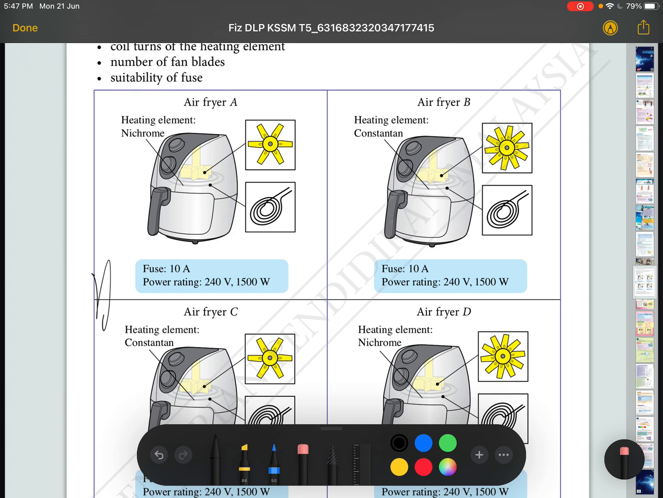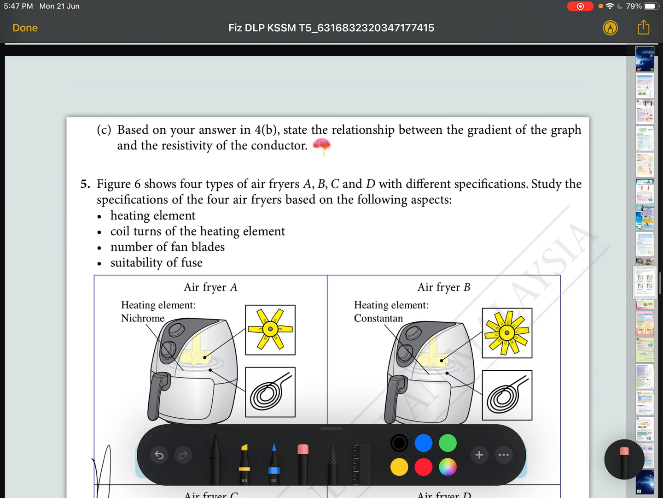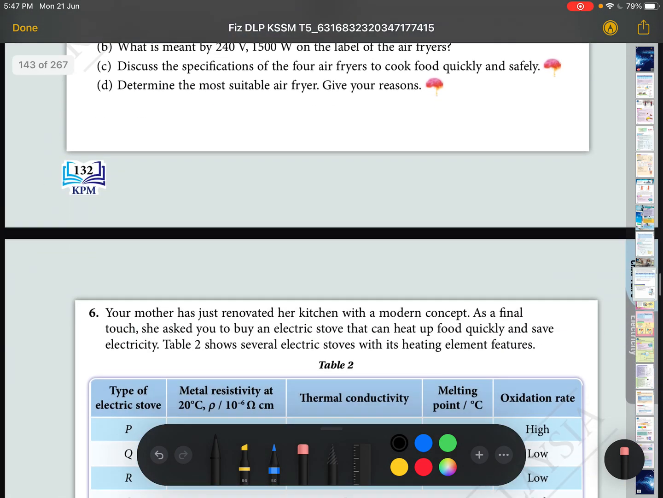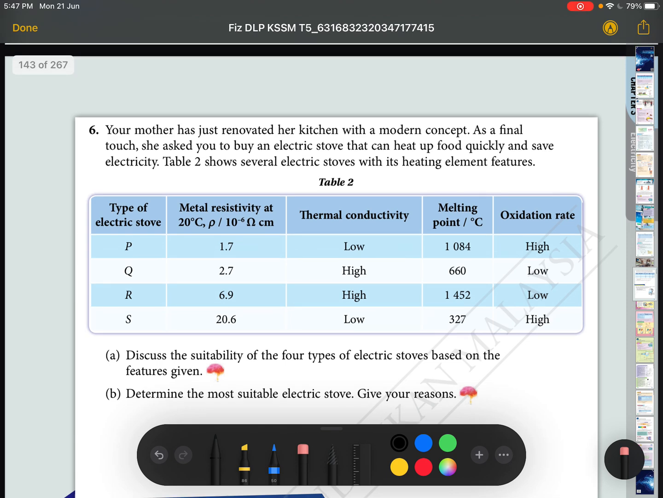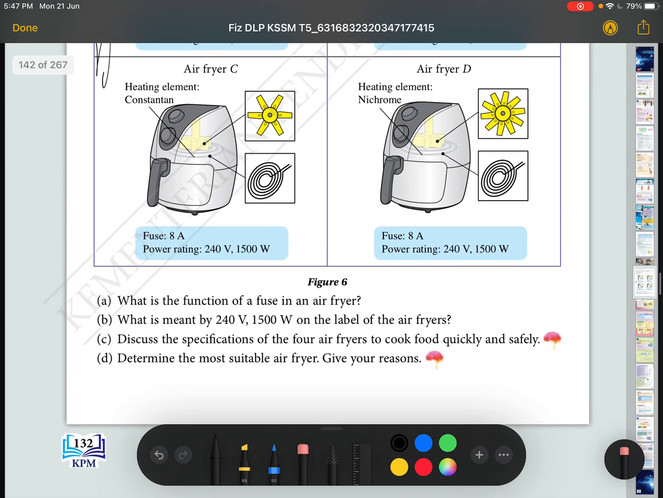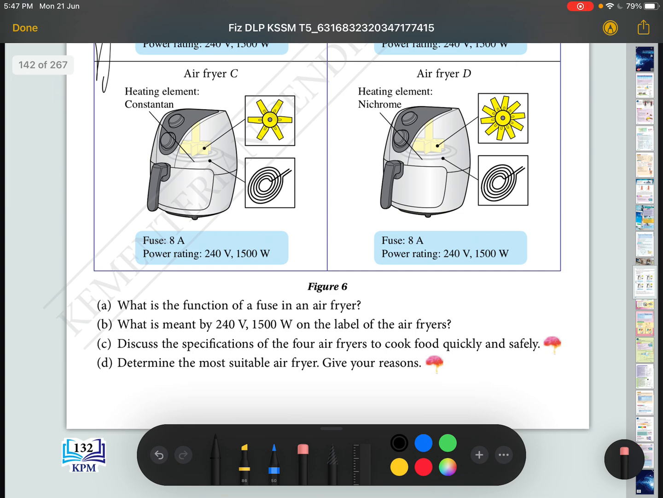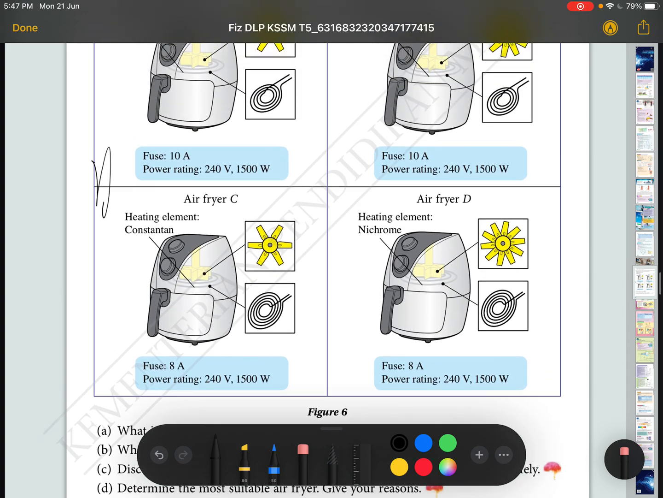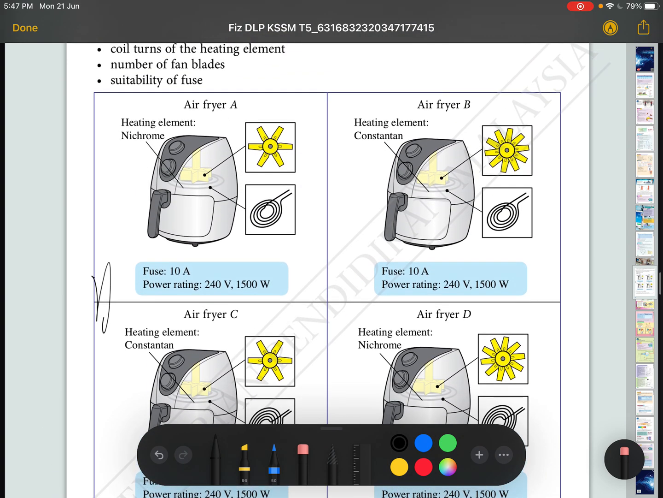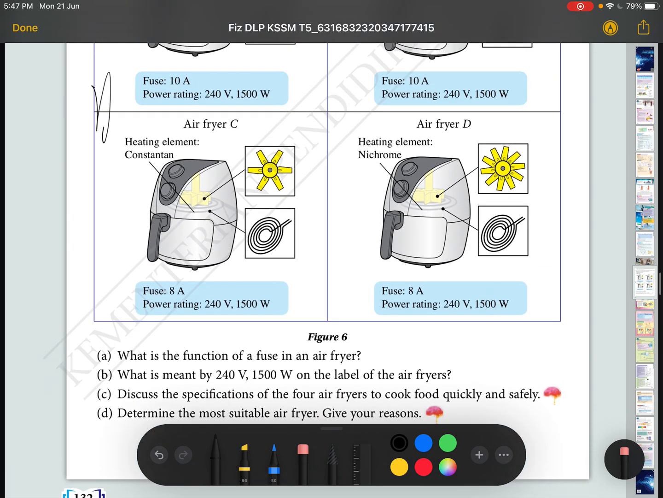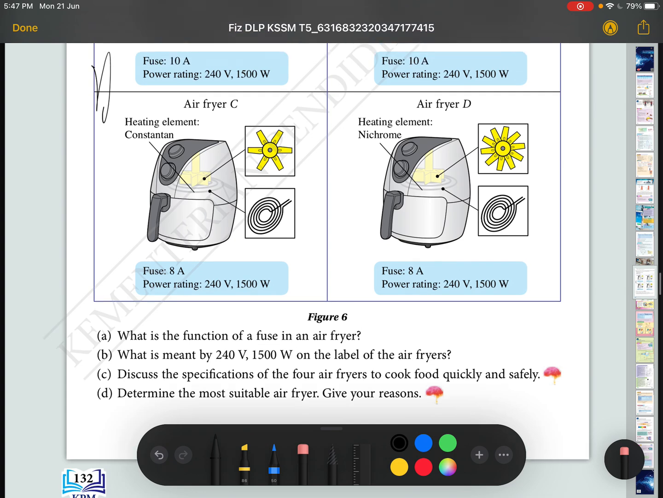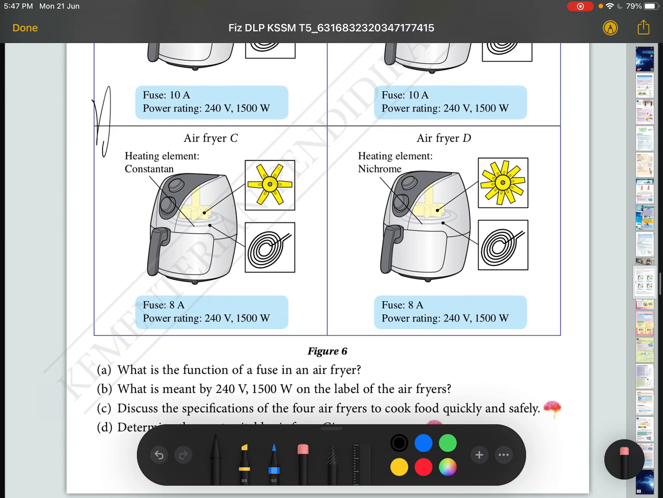What you need to do is understand the function of an air fryer. The air fryer here is used to heat up stuff, like a stove. So most of it is going to involve heat and temperature. You need to compare and contrast all of the properties and choose the most suitable one. Number one, what is the function of a fuse in the air fryer?